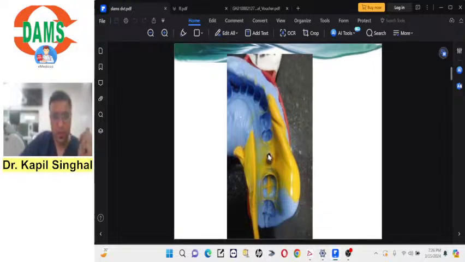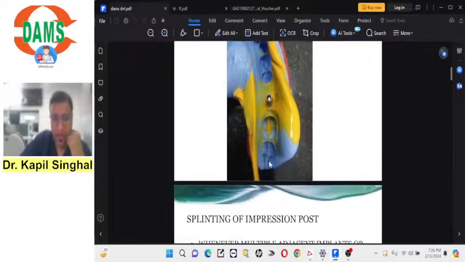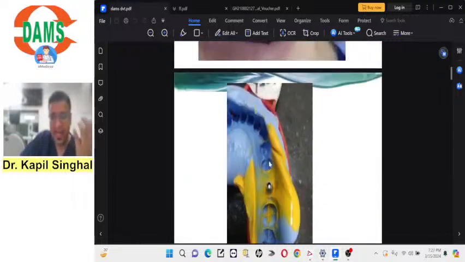The impression post will be picked up inside the impression. So that is why the open tray impression technique is also known as the pickup impression technique. Okay, so the second technique is closed tray.